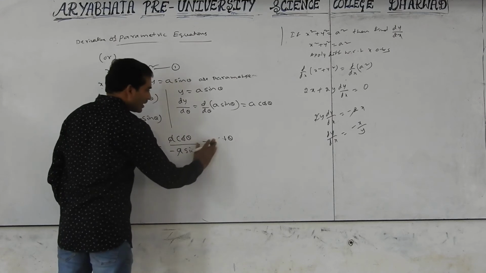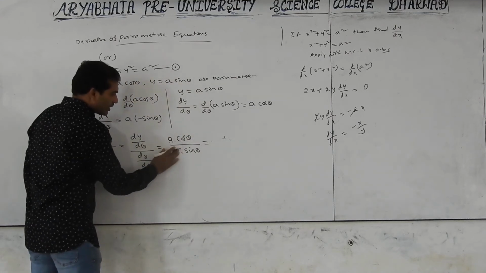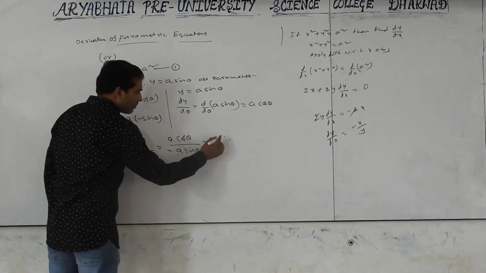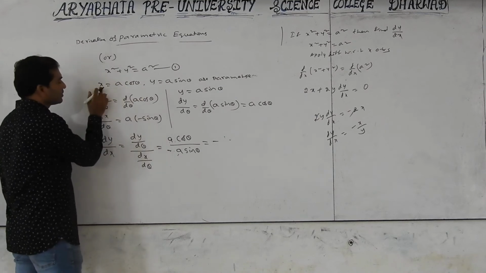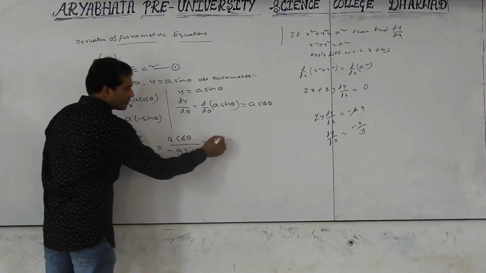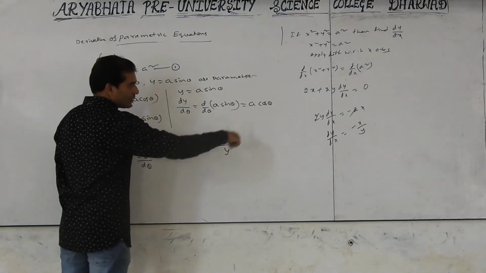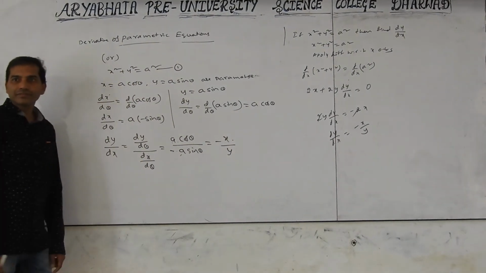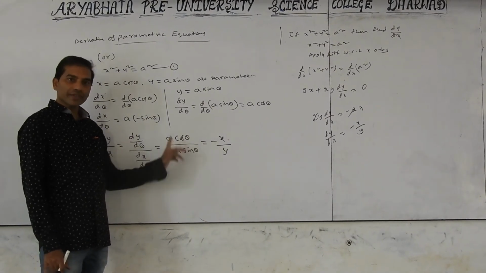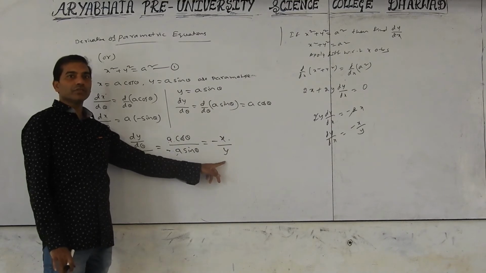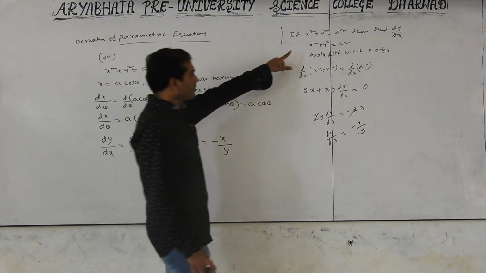Now I am not cancelling here. See, this is a cos theta we got. Here minus a sin theta. The minus comes up. A cos theta is the value x, and a sin theta is y. So minus x by y. Cot theta equals minus x by y. You can express it in terms of theta or in terms of x and y. Both answers are the same. Okay? So the equation is the same.